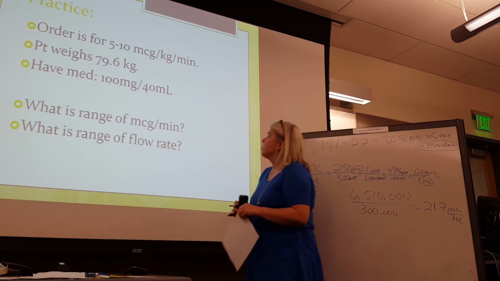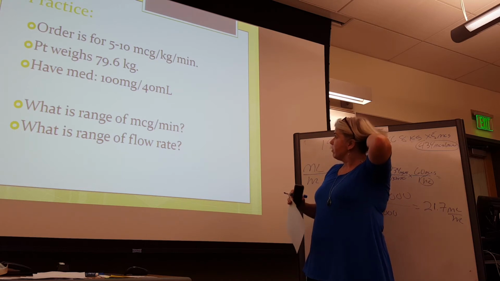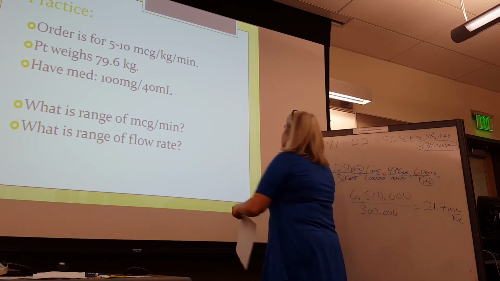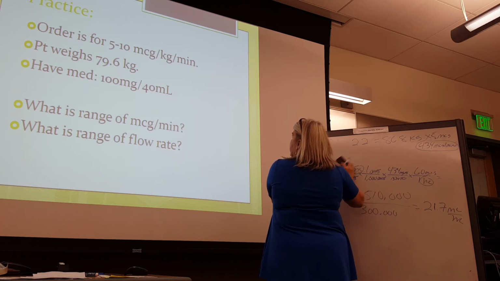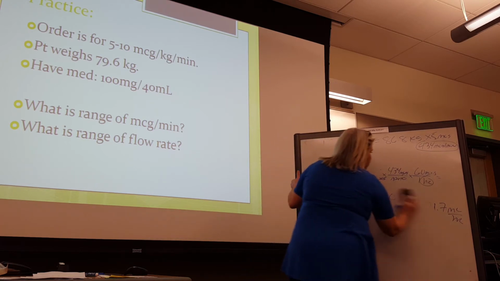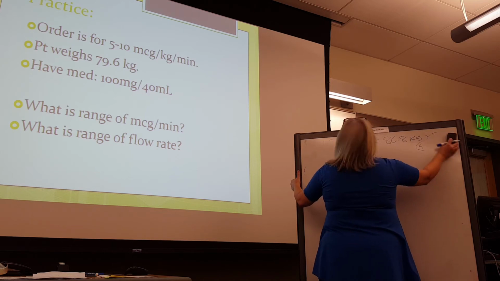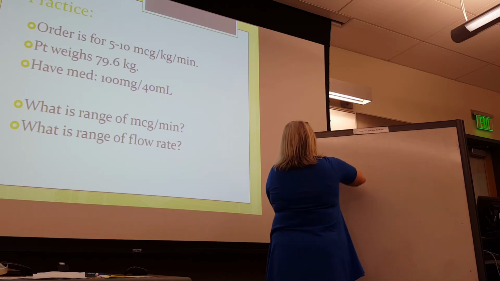So for example, the order is 5 to 10 micrograms per kilogram per minute. Patient weighs 79.6 kilograms, and the med you have is 100 milligrams. That's in 40 milliliters of solution.